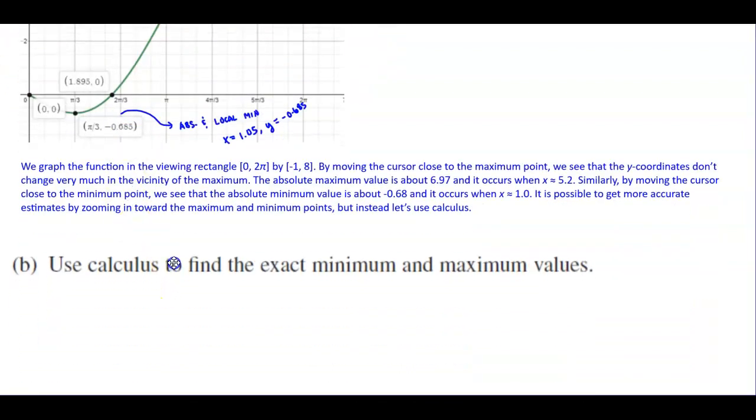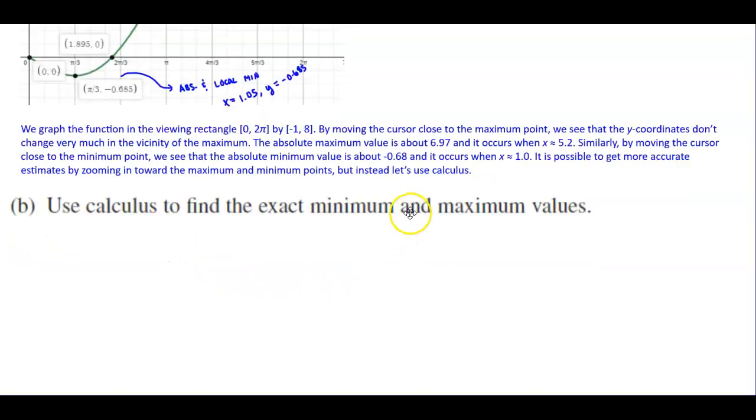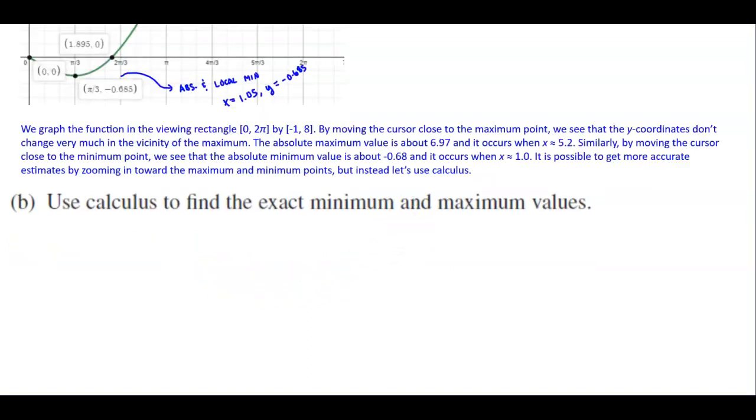Okay, now in part B, we want to use calculus to find the exact minimum and maximum values. So let's go ahead and do that. What we want to do is first take a look at our function. We know that our function f of x is equal to x minus 2 times the sine of x. Now we want to take the derivative of this function. The derivative of x is 1 minus the derivative of 2 sine of x, which is 2 times the cosine of x.